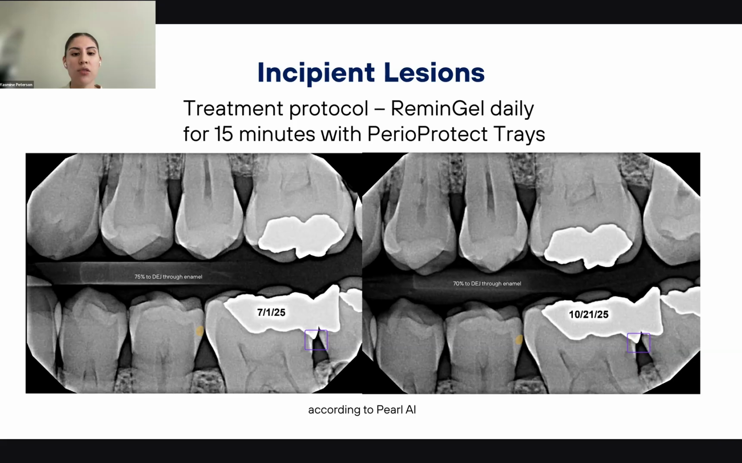And in July of 2025, you can see that that lesion is 75% to the DEJ through the enamel. And if you look on the right, in October, almost 4 months later, that lesion has gotten smaller, and that is 70%. Now it's 70% to the DEJ through the enamel.